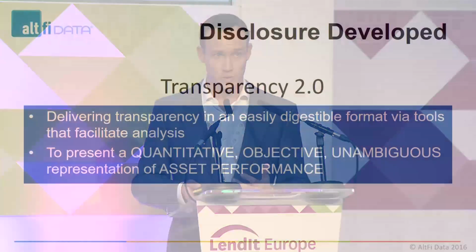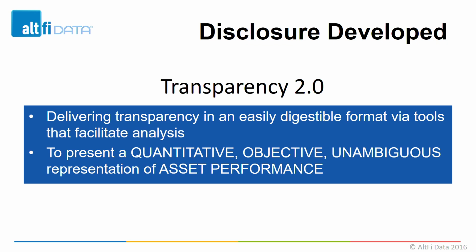So we think loan-by-loan cash flow data can deliver what's needed. And we think, therefore, the time has come for the industry to embrace what we call Transparency 2.0. And that is coalescing or accepting some kind of quantifiable, objective, unambiguous standard where we can genuinely offer due diligence on asset performance on a like-for-like basis.